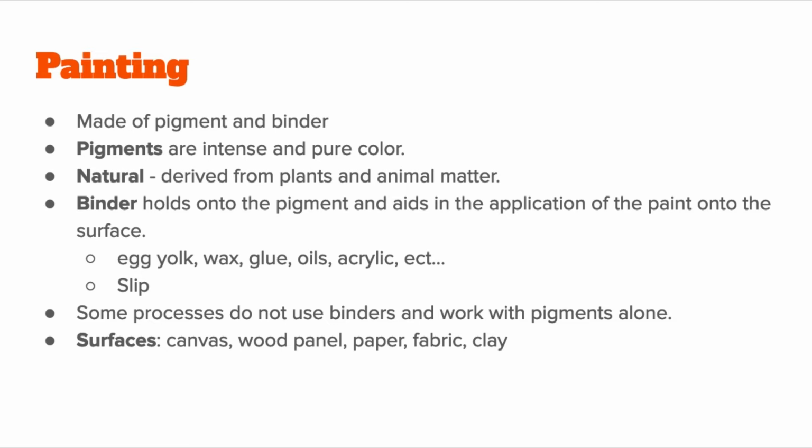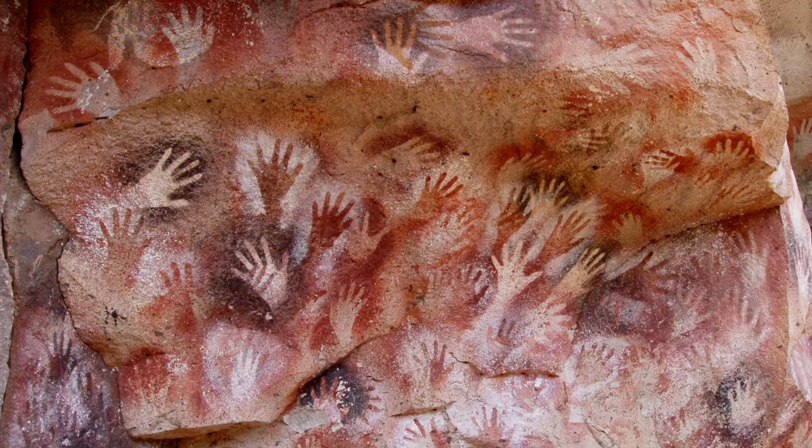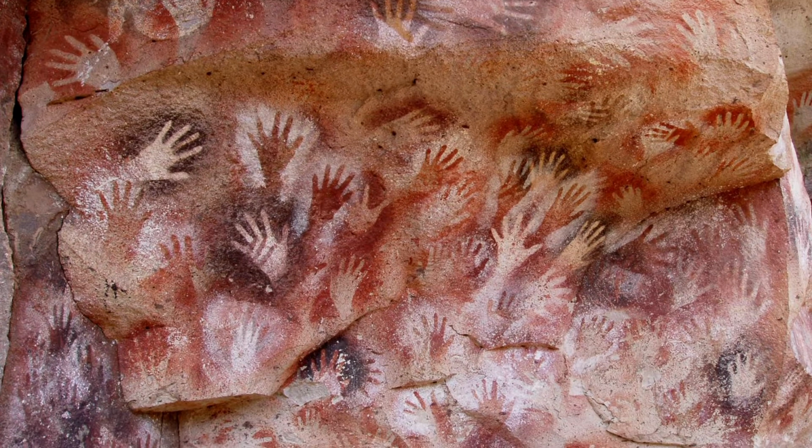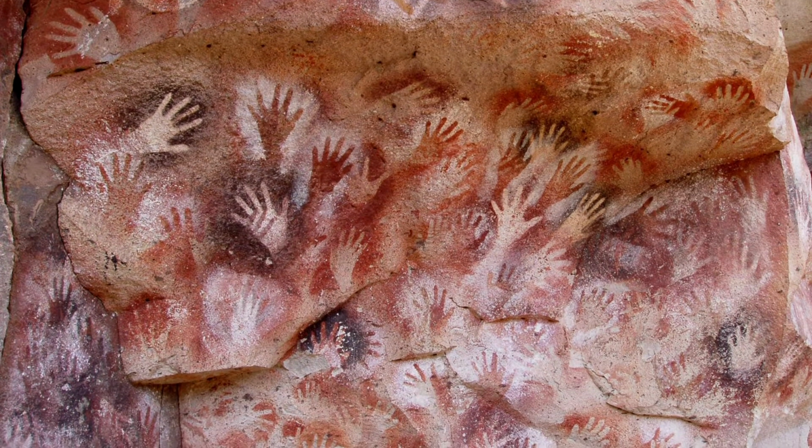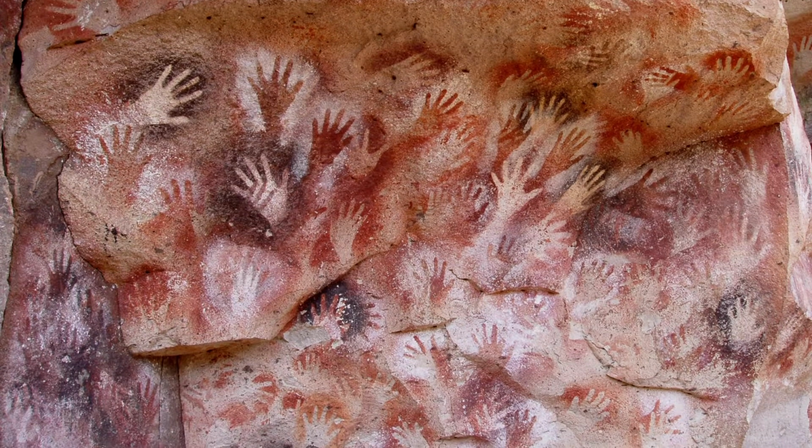There are many different kinds of binders. There's egg yolk, wax, glue, oils, polymers, sometimes called acrylic. All of these binders have different characteristics in how they dry and how the artist can easily manipulate the paint to get the desired effect. There are also some processes that do not use binders at all, and they just work with pigments alone. Early caveman drawings were basically pure pigments such as crushed up burnt bone and wood and berries, and were applied directly onto a cave wall with their bare hands.